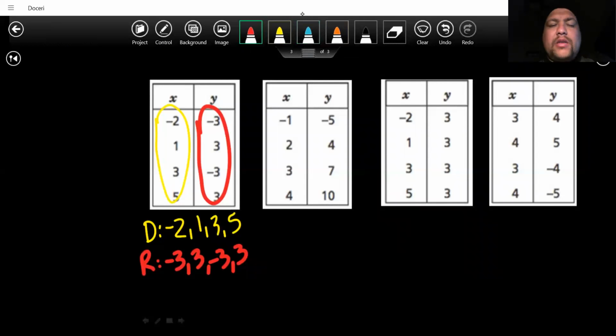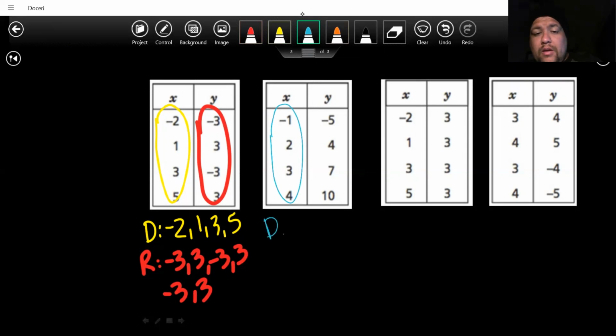One case that we're going to talk about in the future is if it repeats itself, you don't need to write it twice. In this case, -3 is written twice, 3 is written twice. You can just have written -3, 3, and been done. But I'm not going to be too picky about that. The next one that we're going to see here, our domain for our second problem is going to be -1, 2, 3, 4, with our range being our y outputs, -5, 4, 7, and 10.